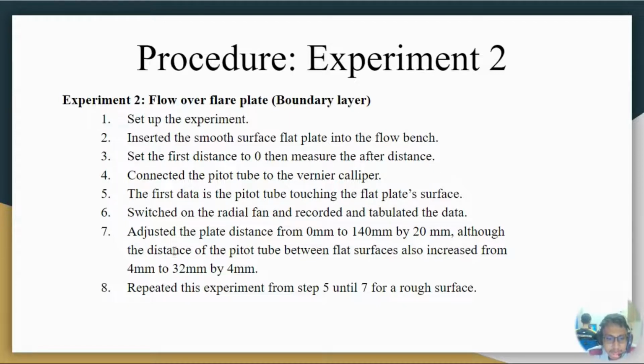Seventh, adjust the plate distance from 0 mm to 140 mm by 20 mm. Also, the distance of the pipette tube from the flat surface is increased from 4 mm to 32 mm by 4 mm. And the last one, we need to repeat this experiment from step 5 until step 7 for the rough surface.